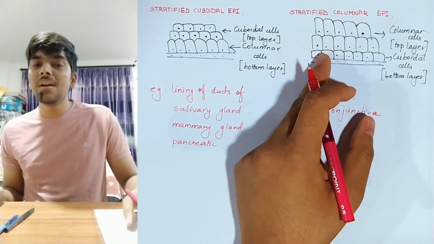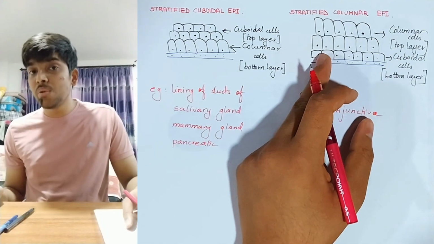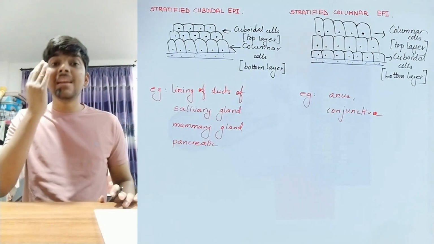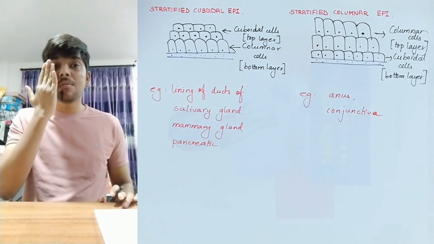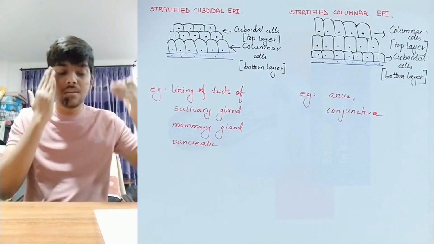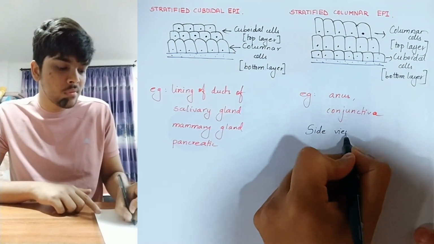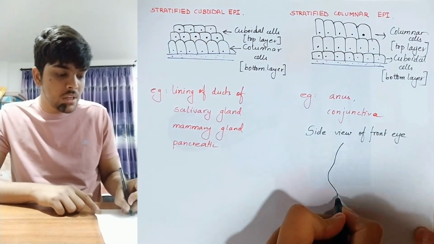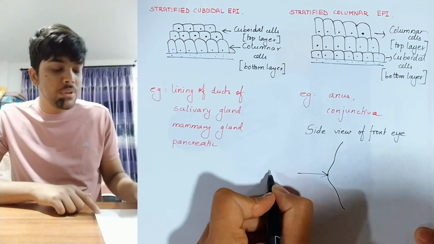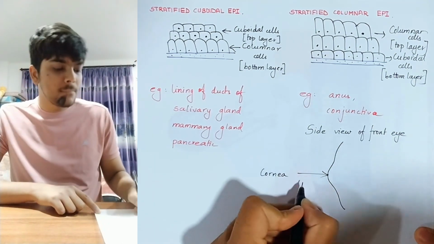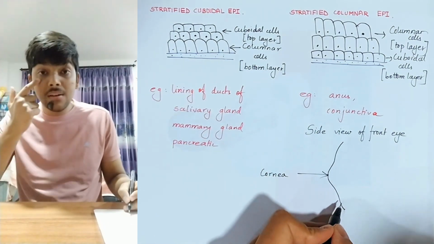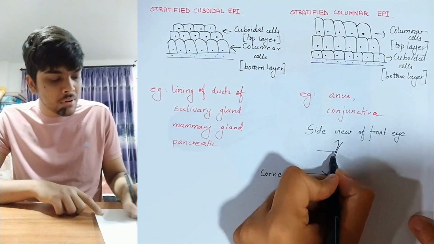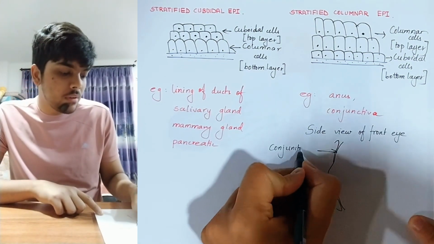Stratified columnar epithelium, but it doesn't do its function all alone. There's someone else to help it out, and that you'll know from the structure of the eye. So what I do right now is take the eye, take the front portion of the eye. This is your eye. Take the front portion of your eye and then look at it from the side. So side view of front eye. There you'll see a bulge-like structure. This bulge is known as cornea. And then the rest of the part is your white part of the eye, which is sclera. Your eye is covered by a protective membrane, and this protective membrane is known as conjunctiva.